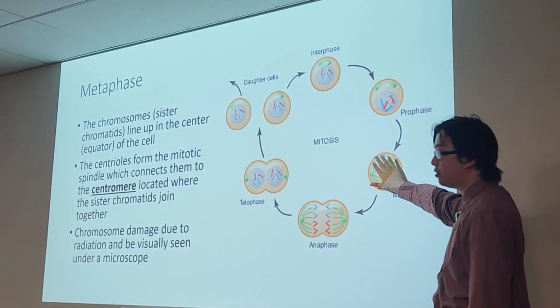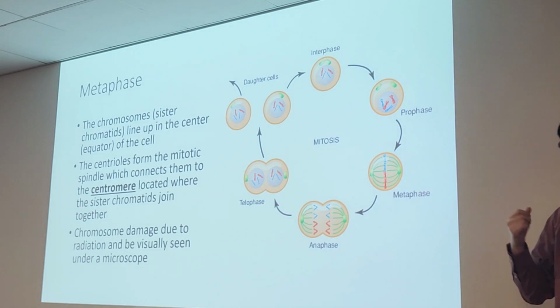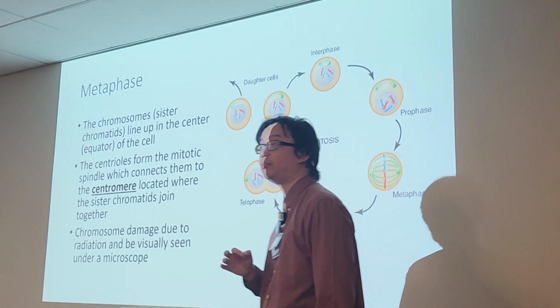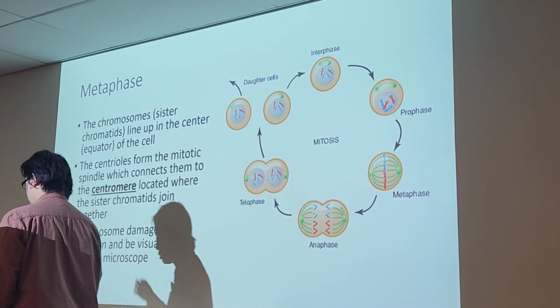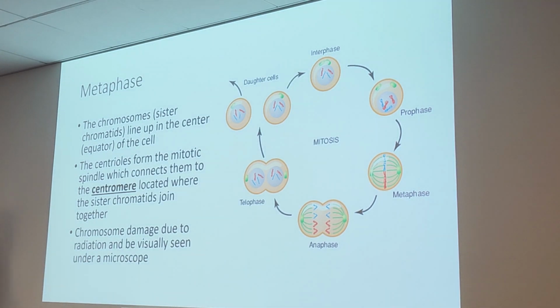At this point in metaphase, because the chromosomes are so tightly bound together, they are actually visible under a microscope. You can see with your eye the 23 chromosomes of the body. And if there has been any significant damage to the chromosome, like part of the chromosome has broken off, you can see that as well under a microscope. So chromosomal damage here is actually visible to the eye.